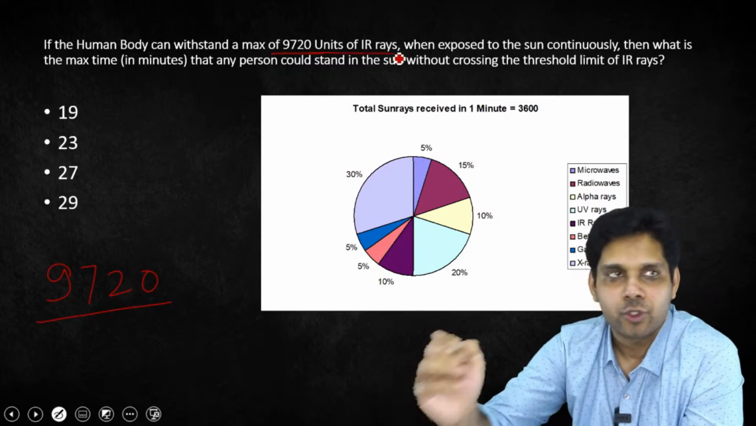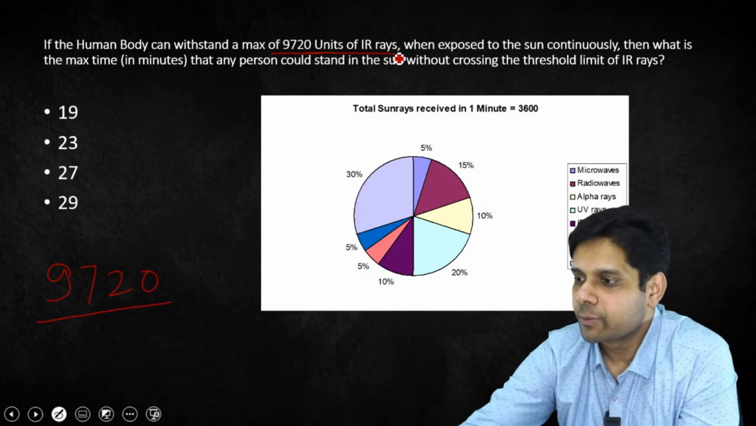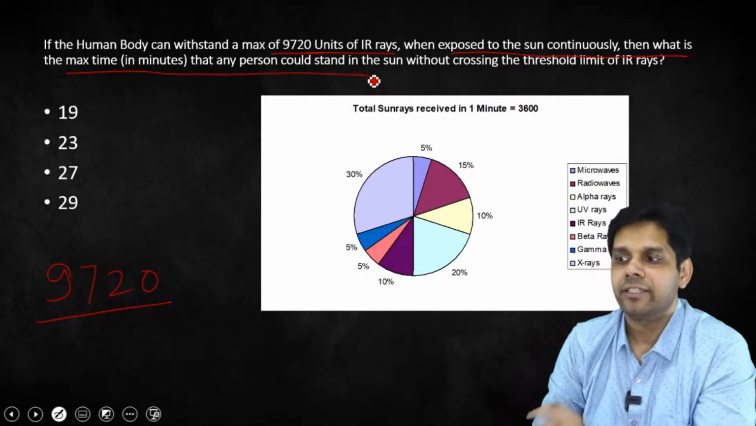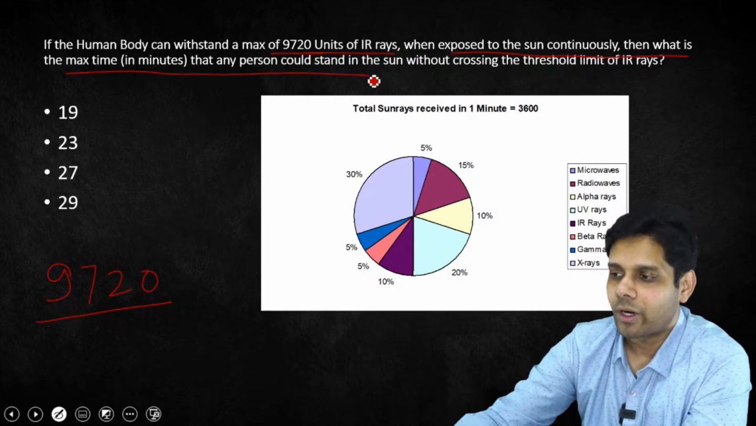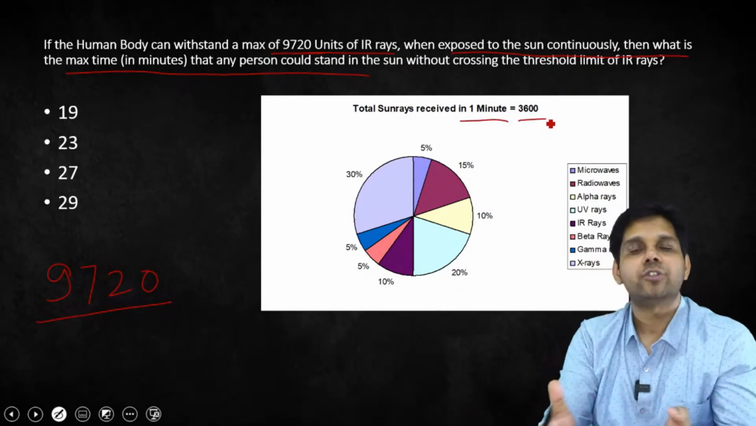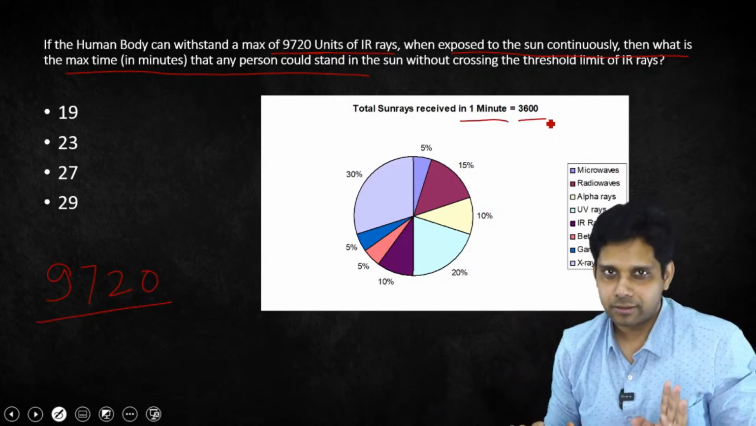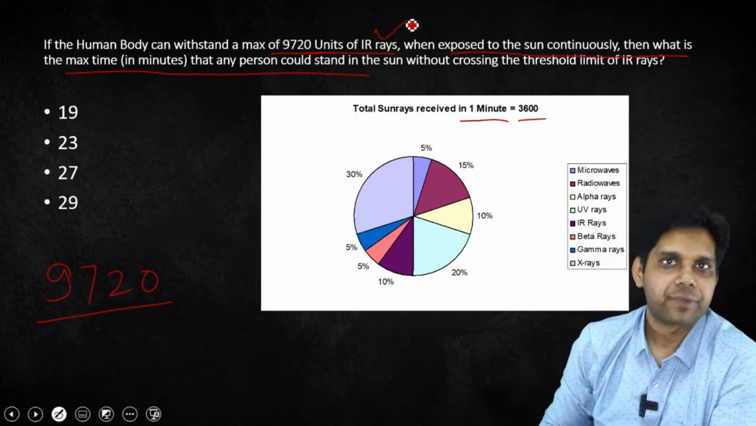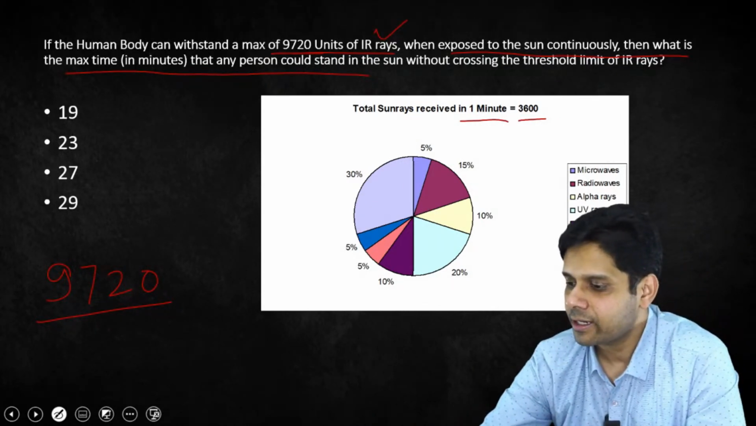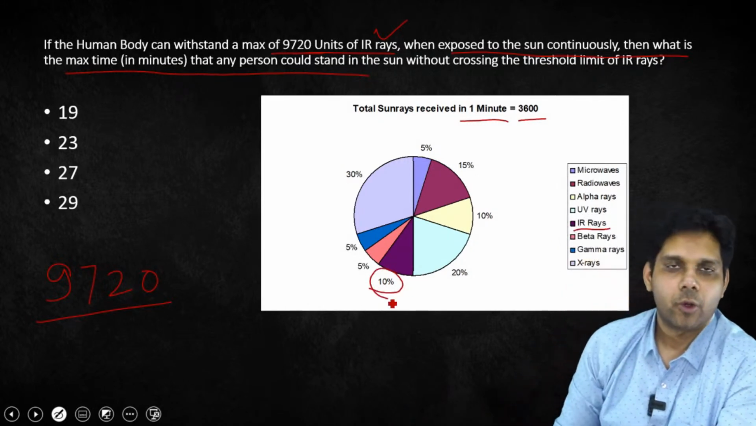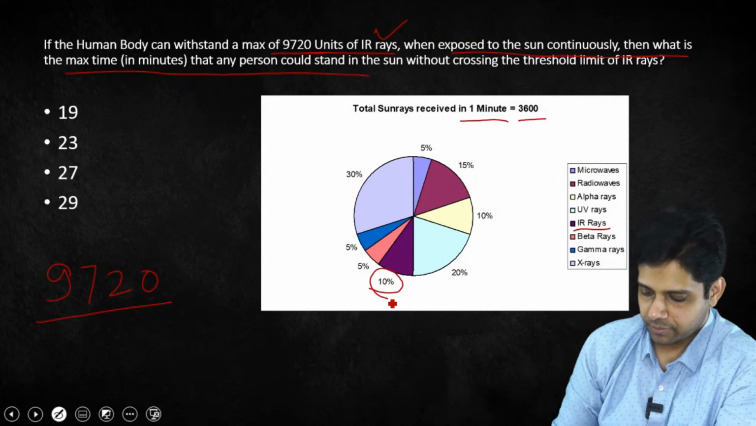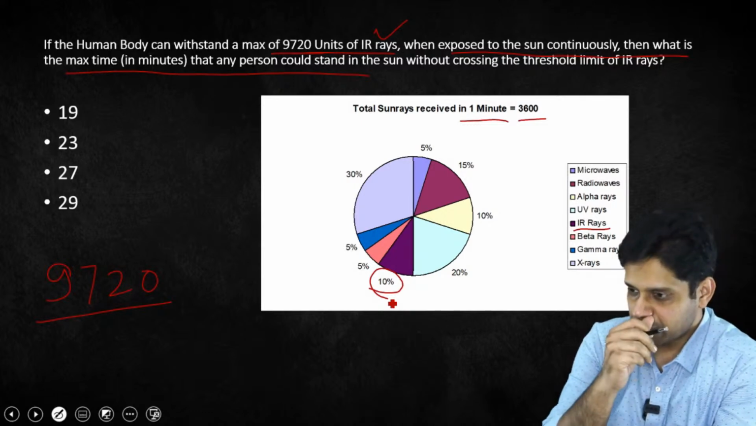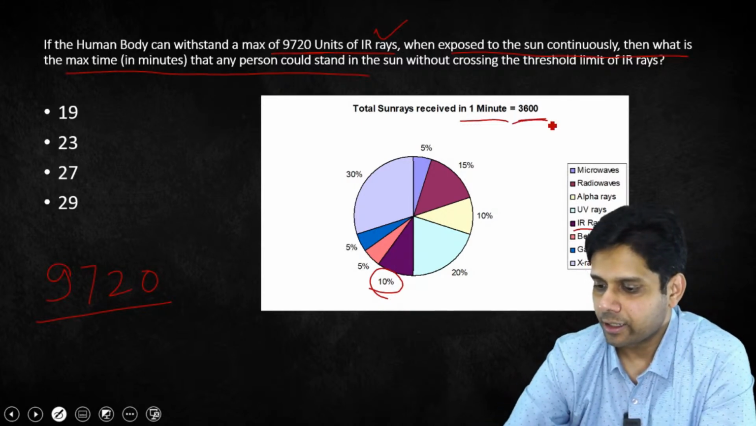So 9720 units it can take. When exposed to the sun continuously, what is the maximum time in minutes any person could stand in the sun without crossing the threshold limit? Now it is saying that in 1 minute 3600 units of sun rays are falling on our body. Out of that, the point of interest is infrared rays. Now how much of infrared rays is there? It is 10%. Okay, easy. Correct? 10%. Clear? So now 10% of 3600, how much will that be?